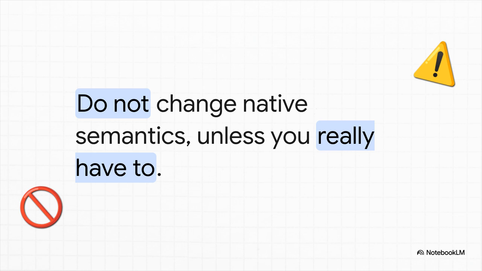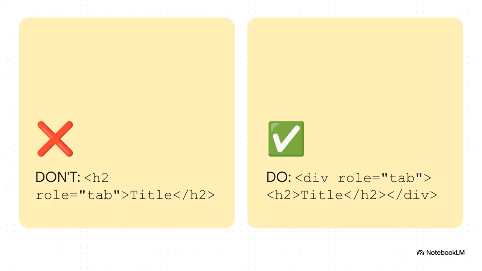If you do this, you're setting someone up for a really confusing experience. It's like you're telling their screen reader that something is a cat when its fundamental DNA is that of a dog. It just doesn't compute. Here's a classic example. You should never take a heading like an H2 and try to turn it into a tab by just slapping role equals tab on it. That's a huge no-no because you're overwriting what it is. The right way to do it is to wrap that heading in something neutral like a div and put the role on the div. See the difference? You preserve the heading's meaning while adding the new role around it.